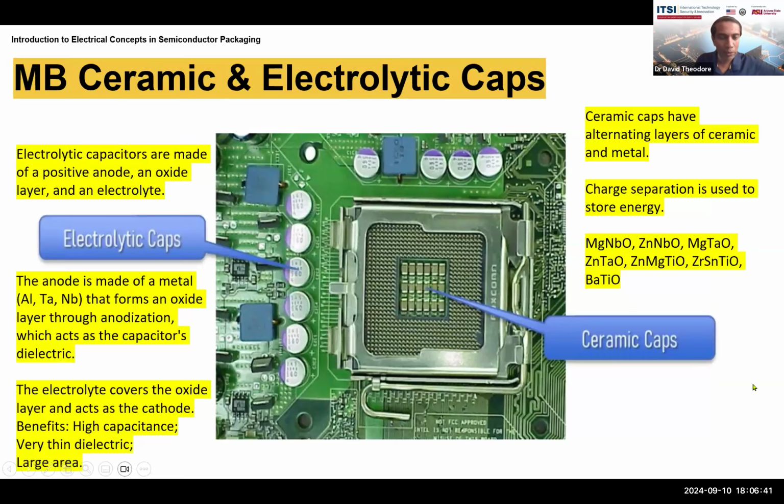So looking at MB stands for motherboard. I have that wherever I wrote that on a previous slide.